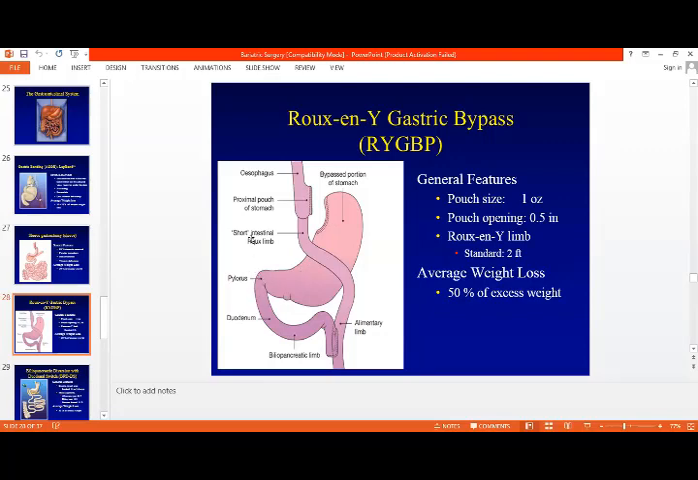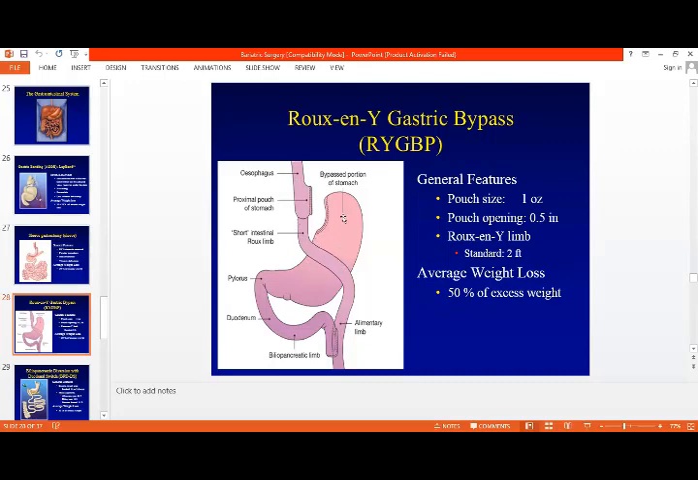And because the bile is coming from here, pancreatic juices are coming from here, gastric juices coming from here, it is joining the main food stream in the proximal jejunum. So this is how it is done. It can reduce a lot of weight. More than 50% of the weight is reduced.